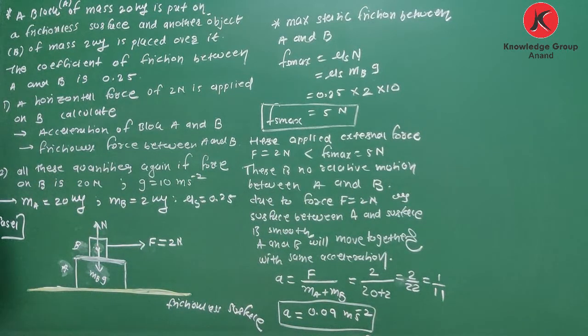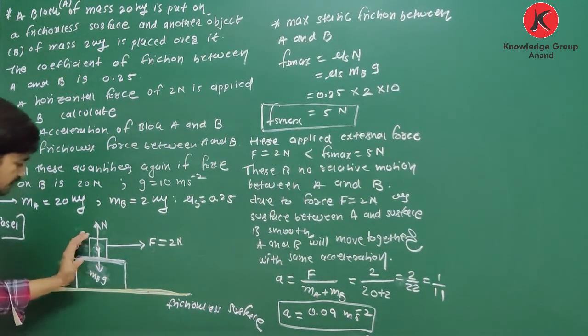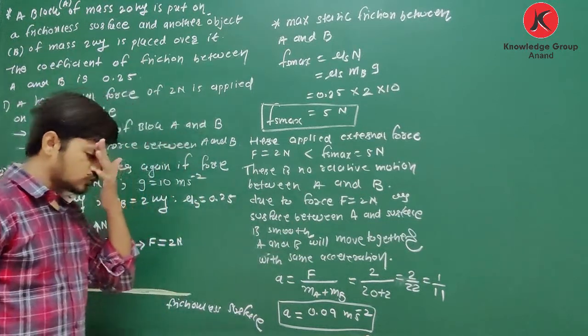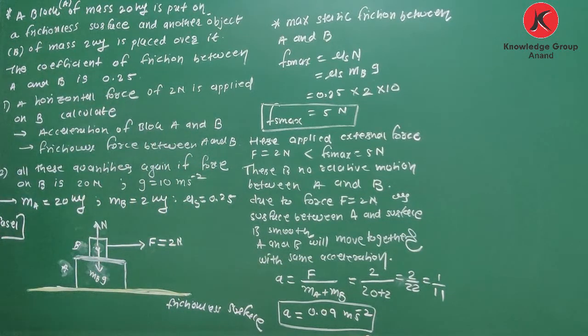Clear about this? So when a 2 Newton force is applied on B, as the maximum static friction between A and B is 5 Newton, there is no relative motion of B with respect to A. B will not move on A. But as the surface is smooth, these two blocks will move together.